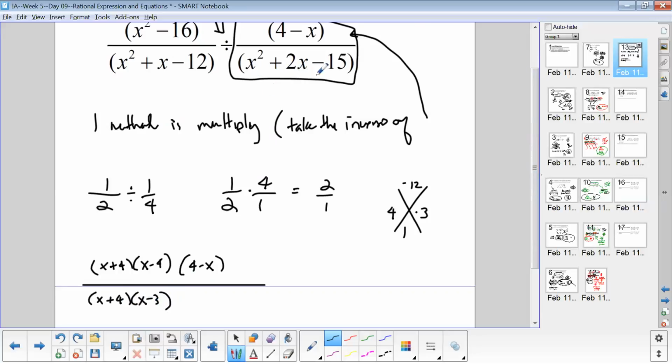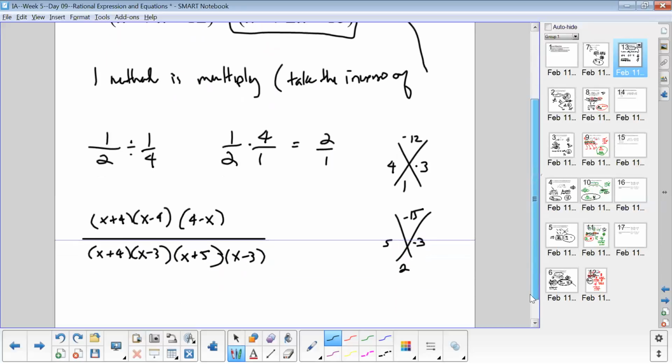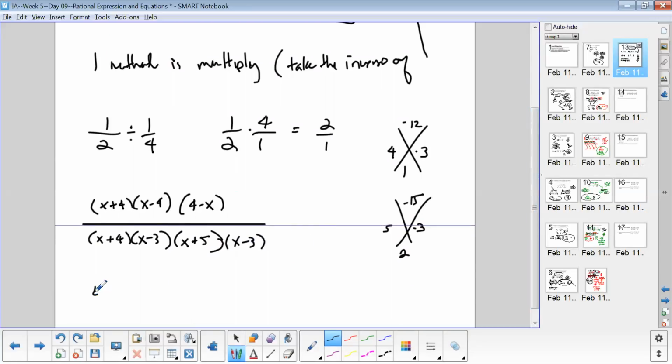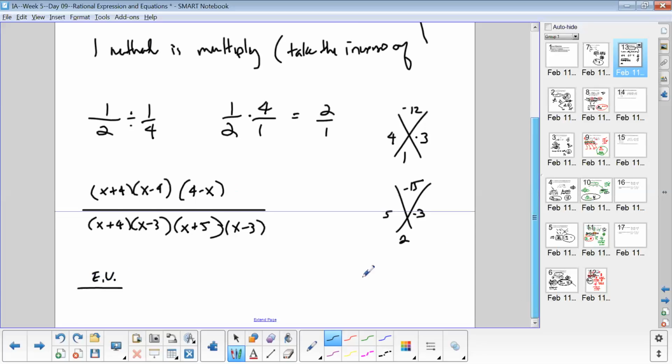And then we've got x squared plus 2x minus 15. A is 1. So 5 and 3 with a negative 3. So 5 plus a negative 3 gets me 2. So that's going to be x plus 5 and x minus 3. So what are my excluded values? Okay, x cannot be negative 4. X minus 3, x can't be 3. X plus 5, x can't be negative 5. And x minus 3 again, these are repeating, so I only have to write it once.